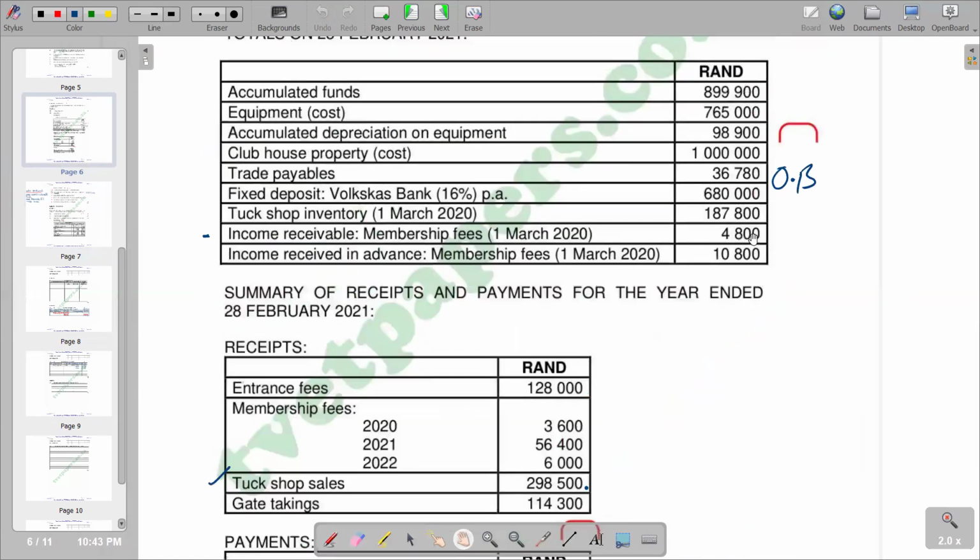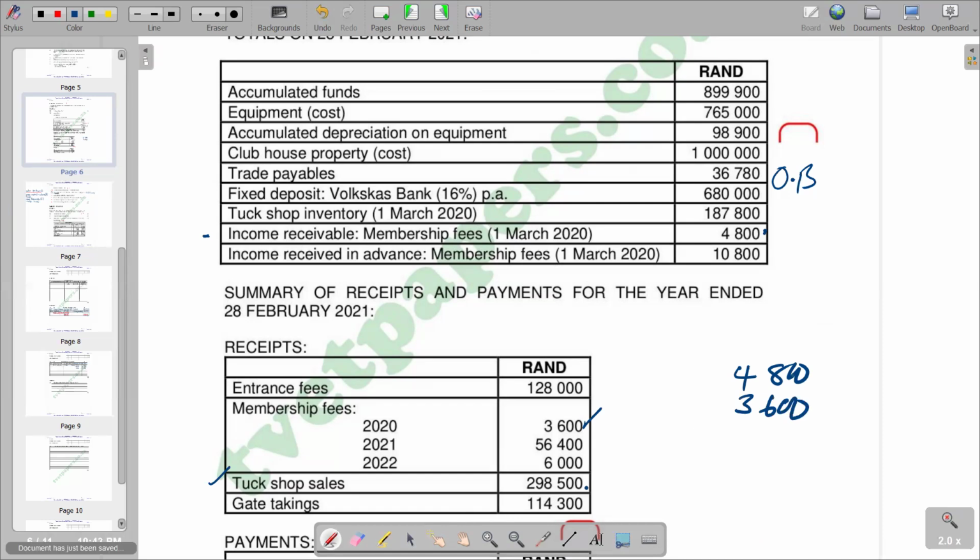So the income receivable is the one that is still outstanding at the beginning of the period, which is 4,800. Membership fees 1 March 2020. So this is 4,800. But what was actually received, we get it in the receipts and payments, which is 2020, 3,600. This was what was actually received. So we put 3,600 actually received.